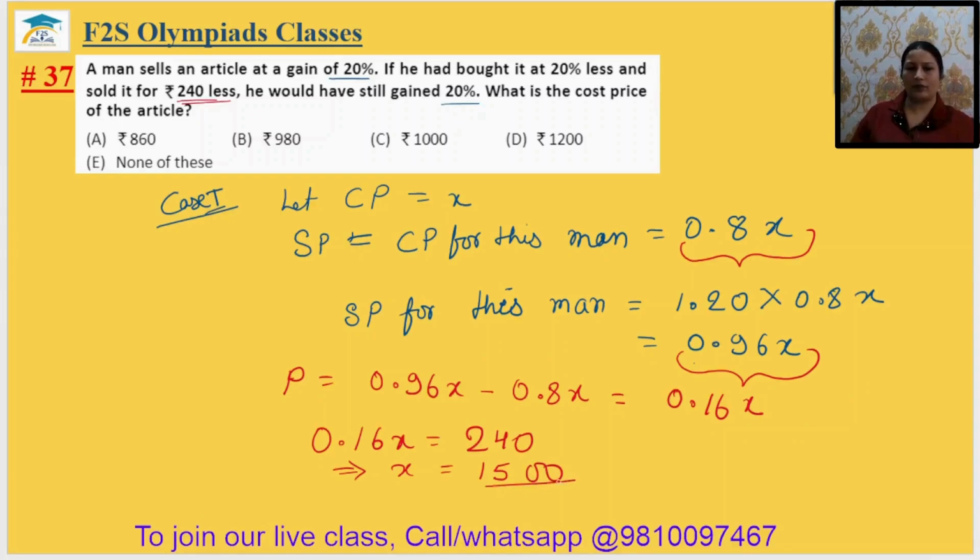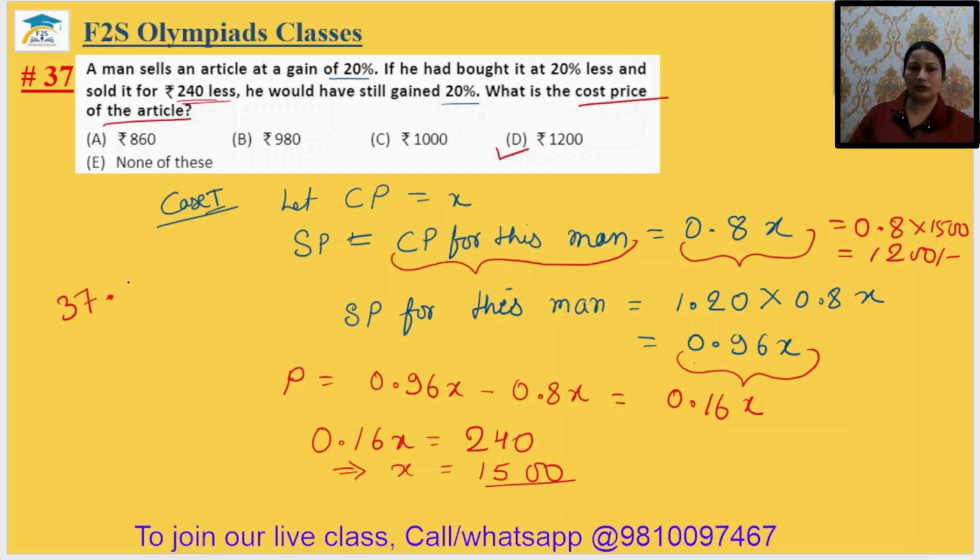ठीक है, तो 1500. Now you have to just find the cost price of the article. Means इस बंदे का, for this man, what is the cost price? It will be your 0.8 multiply by 1500 equal to 1200. ठीक है, it is in the option number D. The 37th answer is option D.